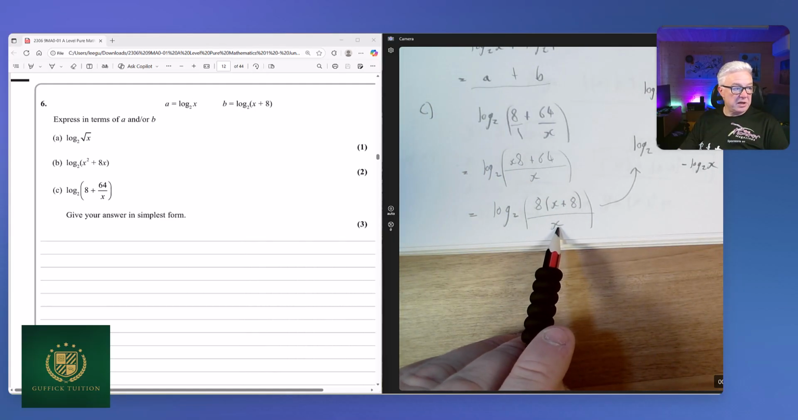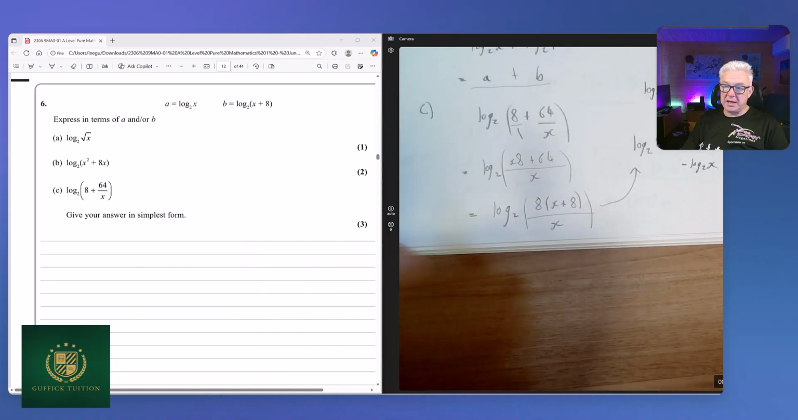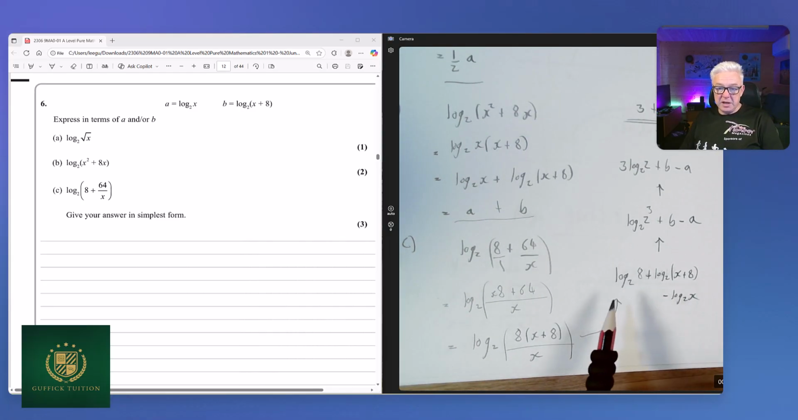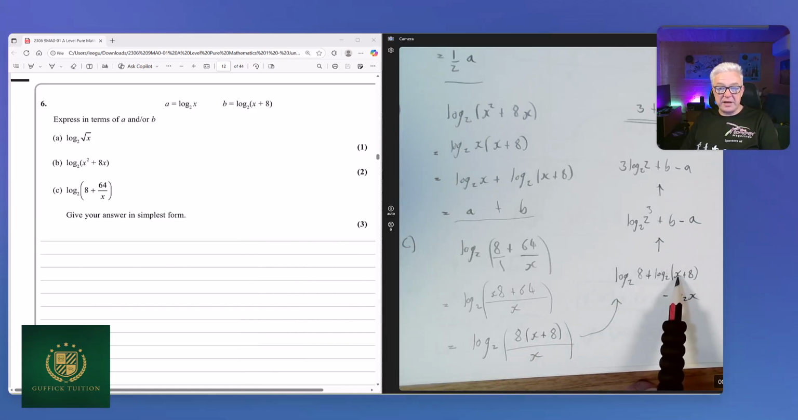So that's really useful now, because what I can do with that is break that down using the laws of logs quite nicely. So the 8 times by x add 8 becomes log to the base 2 of 8 add log to the base 2 of x add 8. And then the divided by x becomes minus log to the base 2 of x.